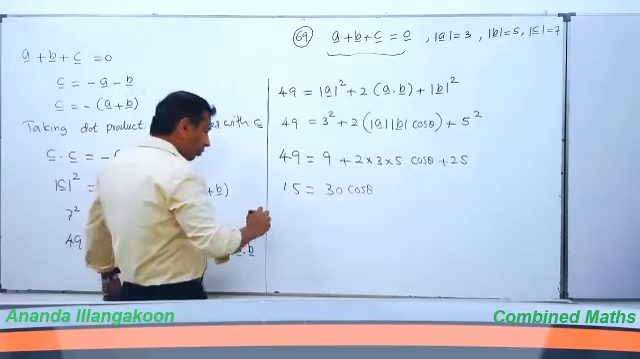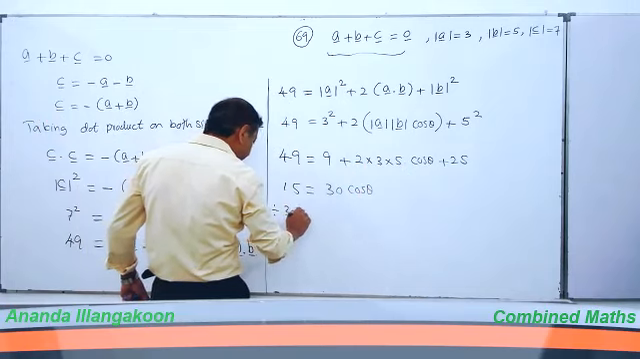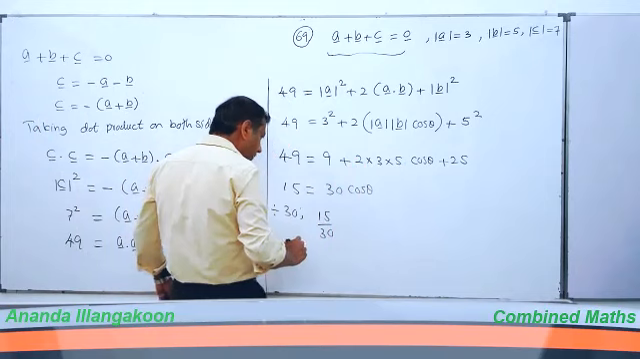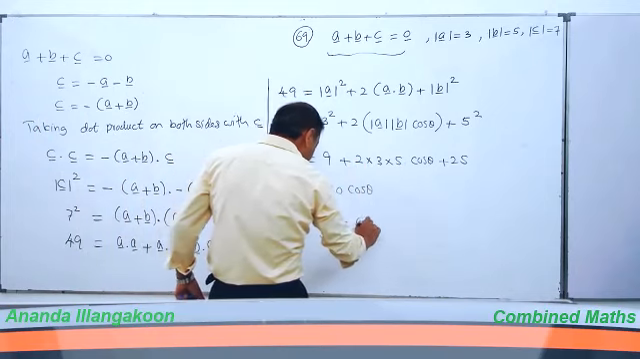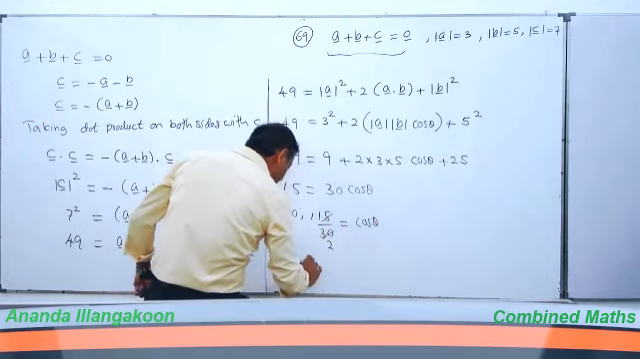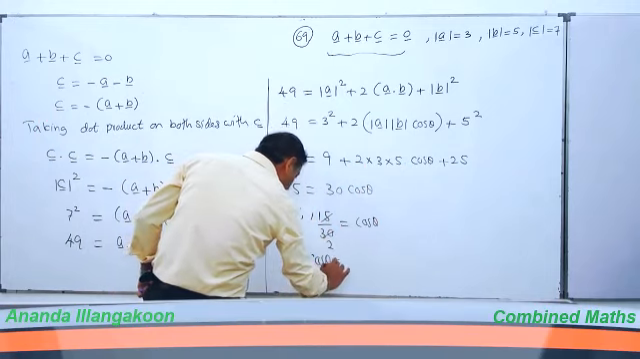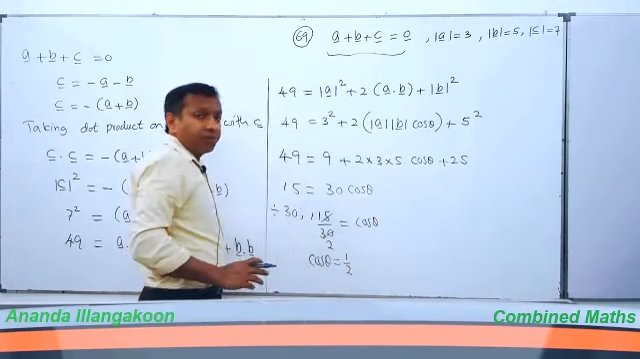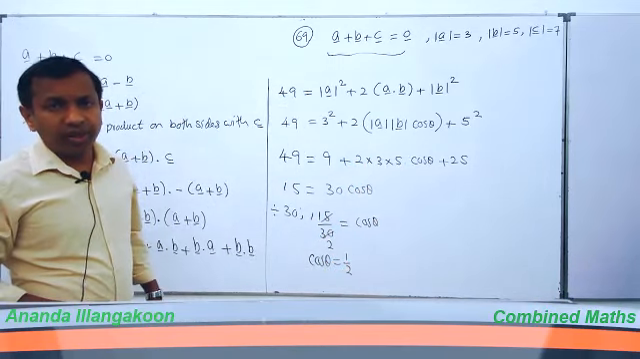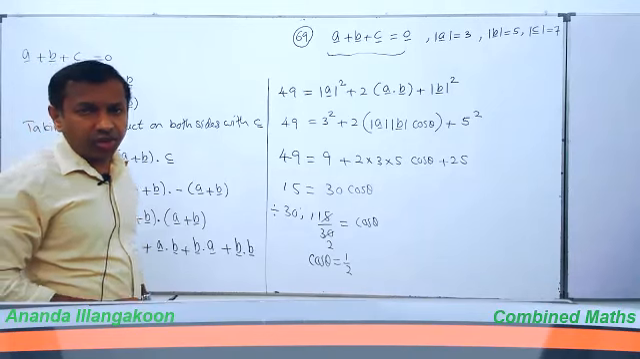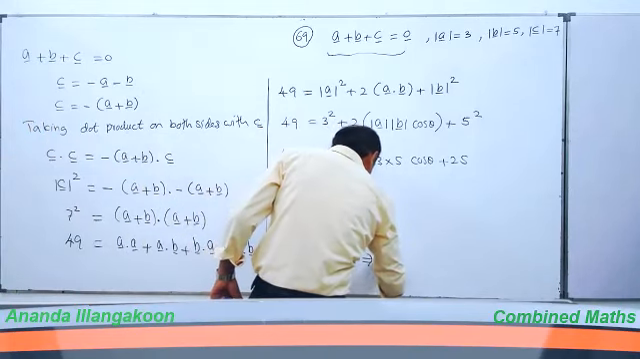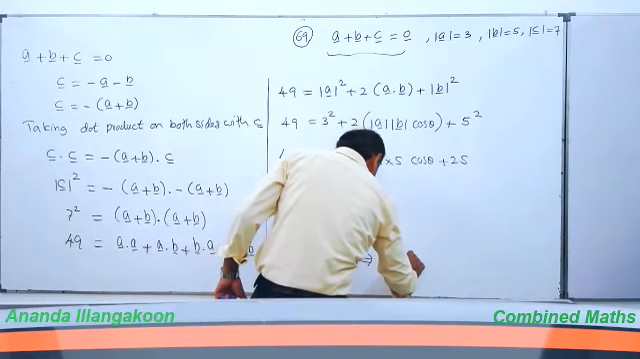Now divide both sides by 30. 15 divided by 30 equals cos theta. This we can cancel now. We get cos theta is half. For what angle does cos become half? When the angle is 60. Therefore, cos theta equals half means theta is 60. This implies theta equals 60 degrees.